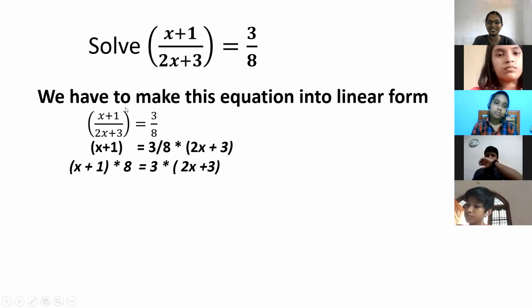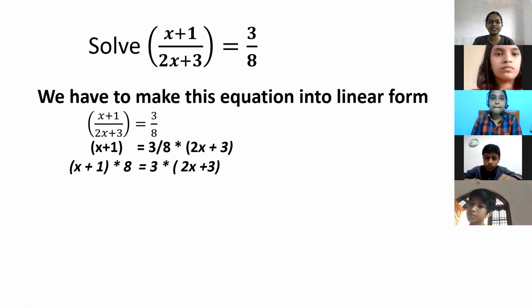Equation, sorry, not exam, it's equation. That is, our equation is x plus 1 by 2x plus 3, which is equal to 3 by 8. In our LHS and RHS, there are two fraction forms or rational numbers. In LHS, it is x plus 1 by 2x plus 3, and in RHS, it is 3 by 8. In LHS the numerator is x plus 1, and in RHS, the numerator is 3 and the denominator is 8.